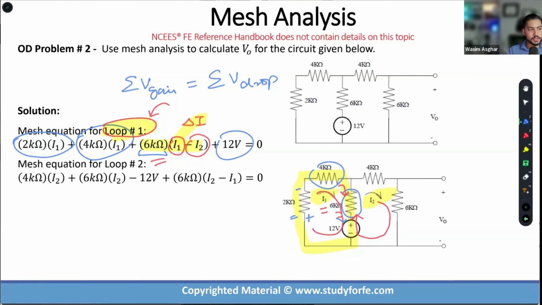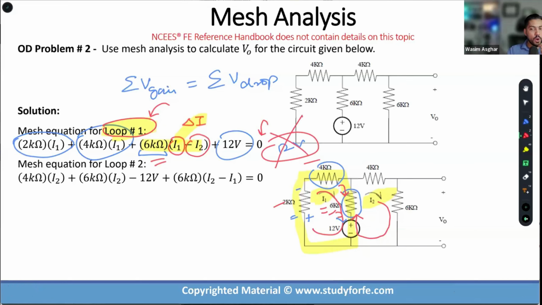If the current enters the positive terminal of a voltage source and leaves the negative terminal of the voltage source, it is always a voltage drop. I find students writing 12 volt on the right hand side, saying that, okay, 2K resistor, 4K resistor, 6K resistor, drop, drop, drop. But the 12 volt, because it is a voltage source, better be a gain. Because otherwise, why would you have a zero over here? Should not balance out, right?